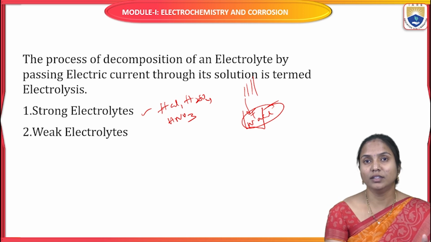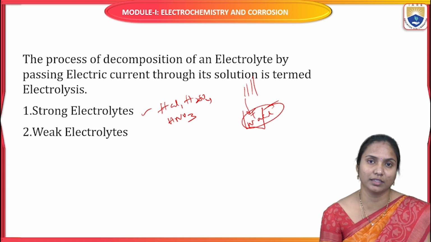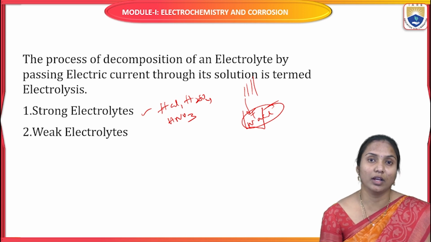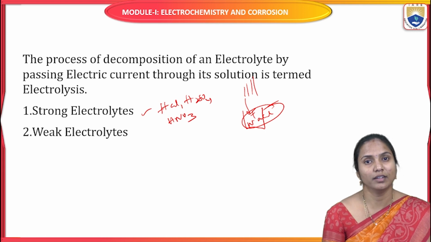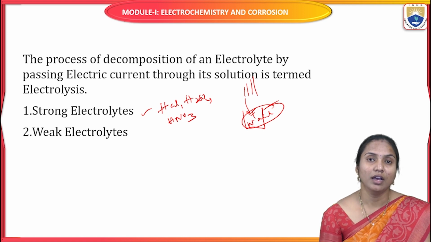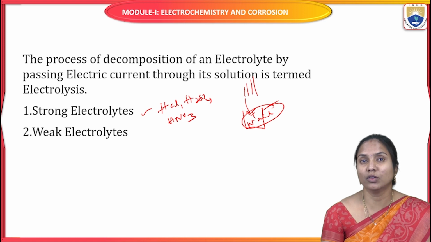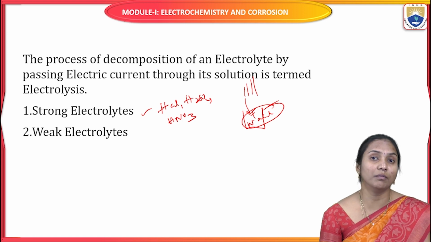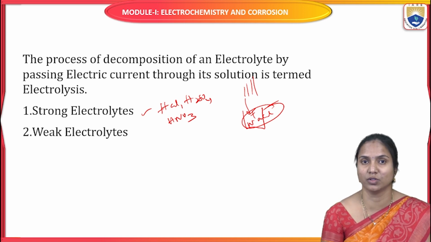Now let's discuss the decomposition of electrolyte by passing electricity. This process is called electrolysis. Electrolytes are generally of two types, strong electrolytes and weak electrolytes. Strong electrolytes means these molecules are completely ionized even at low concentration. Best examples are strong acids like HCl, HNO3, H2SO4, and all strong bases like NaOH, KOH. These are completely ionized even at low concentration.